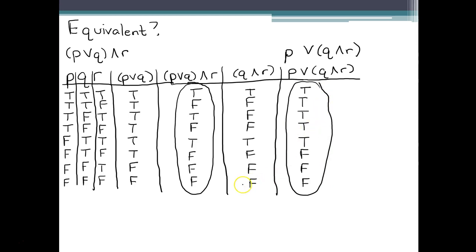Okay. These are not the same. So no, these two statements are not equivalent. The final columns for the two statements were not the same, so the two statements are not equivalent. And if you're not sure if two statements are equivalent or not, this is what it comes down to. Just do truth tables and see what happens in those final columns.